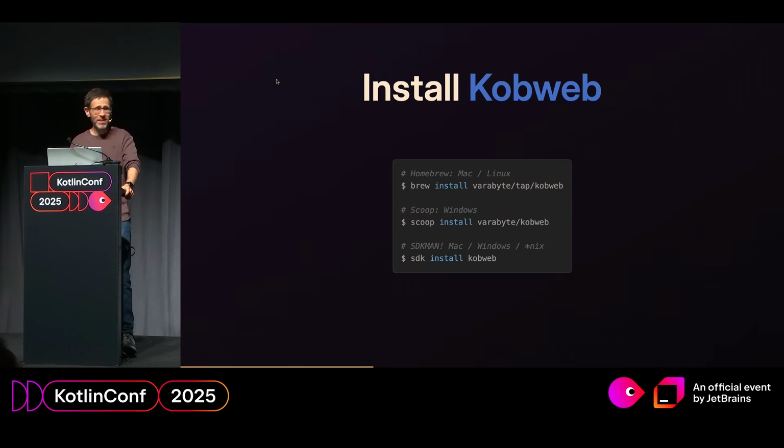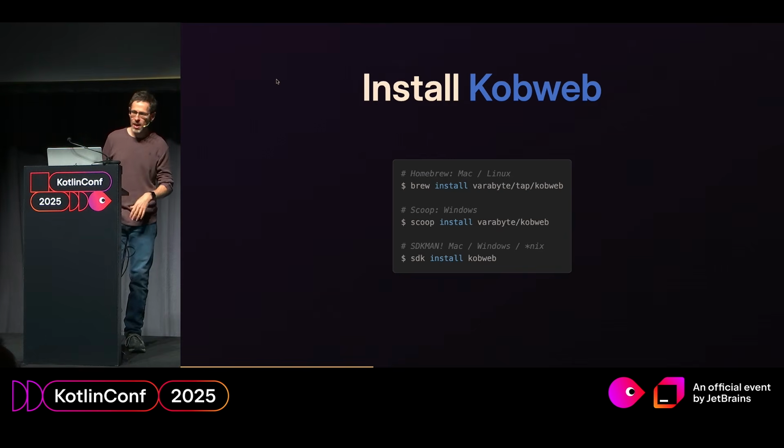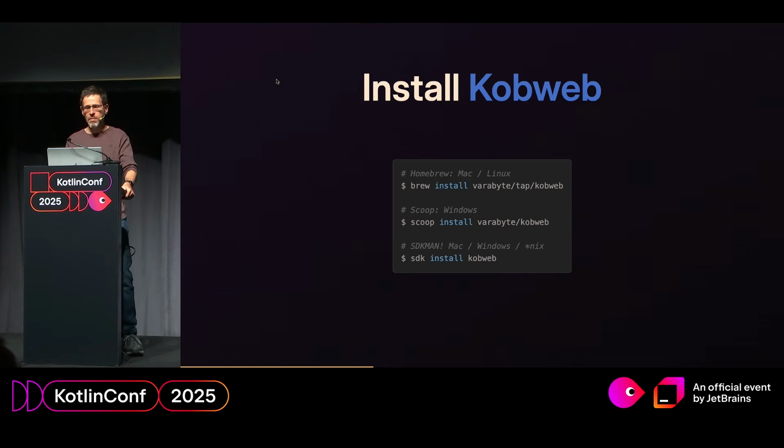This is practically the most important slide in the talk, because if you're not going to install Kobweb, then the rest of it doesn't matter. But what we do is we support 3 major package managers to make it easy to install Kobweb on all of the major OSs. There's other ways to install Kobweb, so you can read the docs for that. But if you're willing to use one of these package managers, this is the easiest way and the way that we recommend.